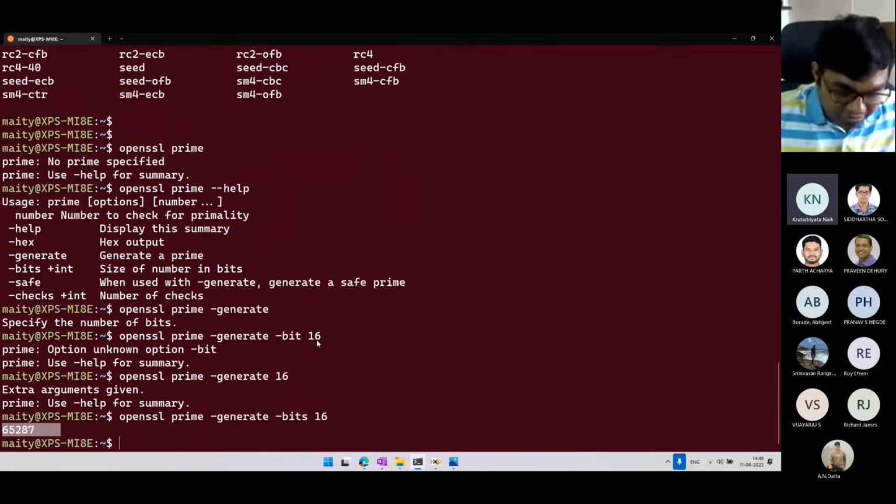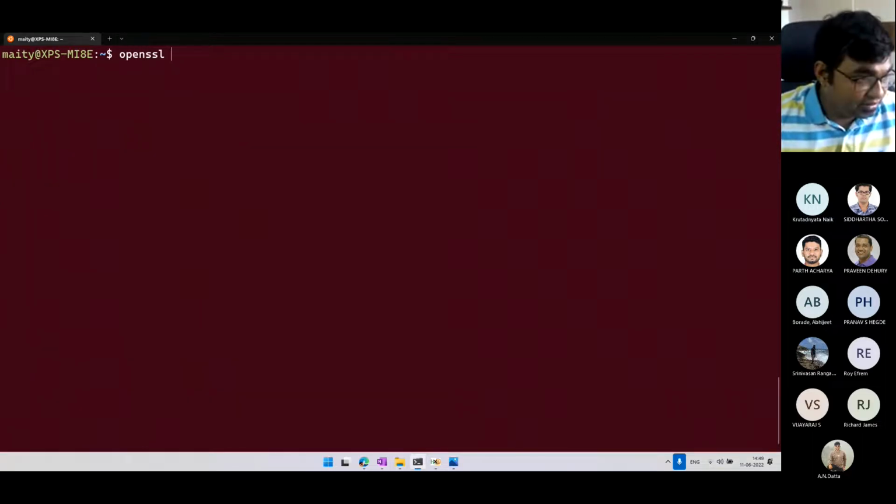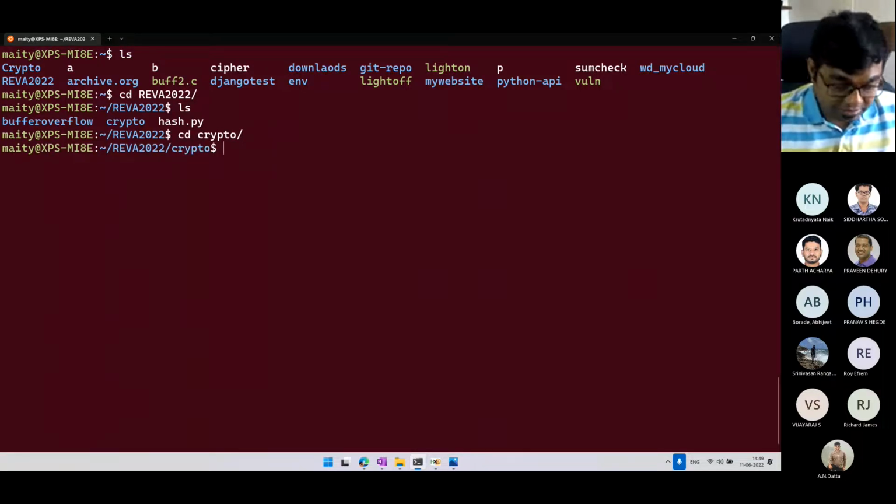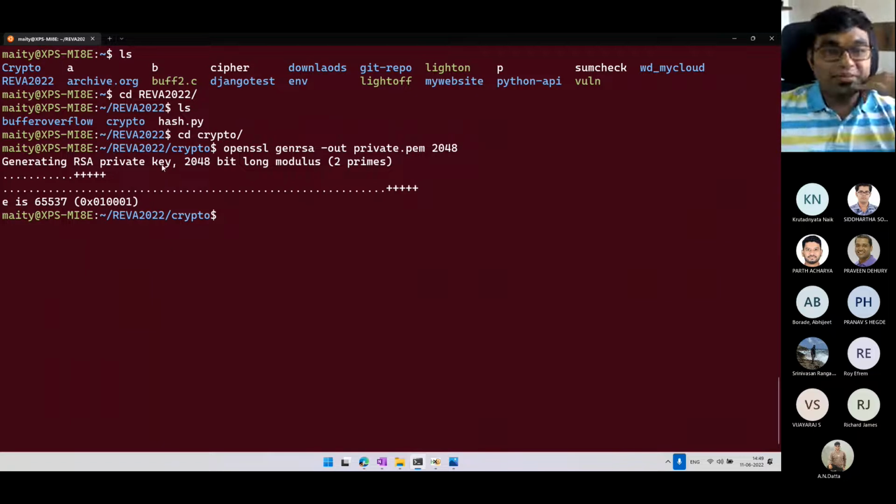Now the first command that we are going to execute for RSA is openssl rsa. That means it will create an encryption key and decryption key, or the private key and the public key. Let me go to the crypto directory. Then openssl, then rsa, output will be a .pem file. This will generate a 1024 bit or 2048 bit key. So it generated a private key.